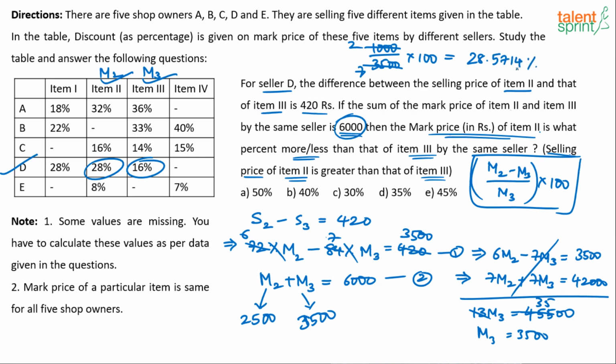To be precise, 28.5714%. And I think none of the options match. So if I have to go for an approximate answer, I'll mark option 3 because this is closest, right? 28.57 is close to 29 or 30%, let's say. Yeah, others are definitely wrong. 50, 40, 35, 45 are wrong. This one is the closest to the right answer, so go for it.